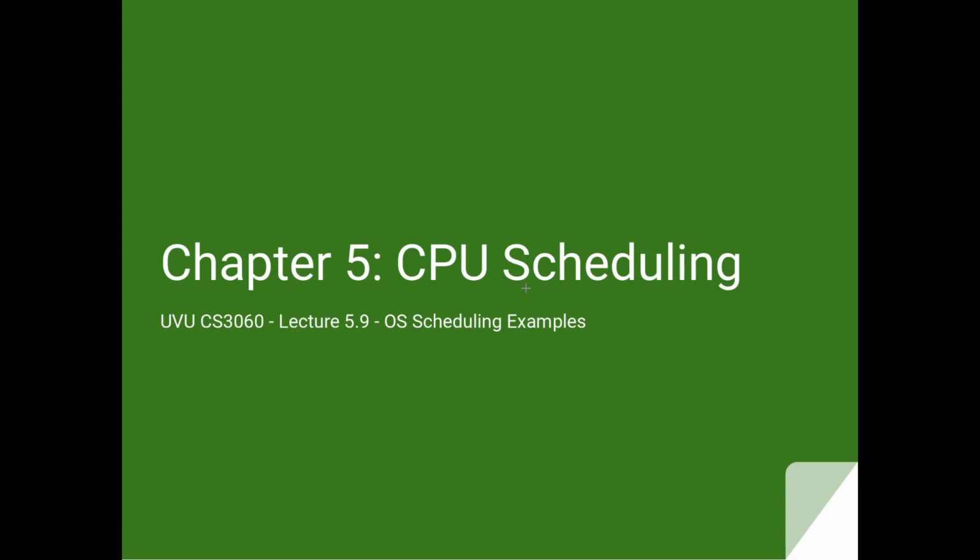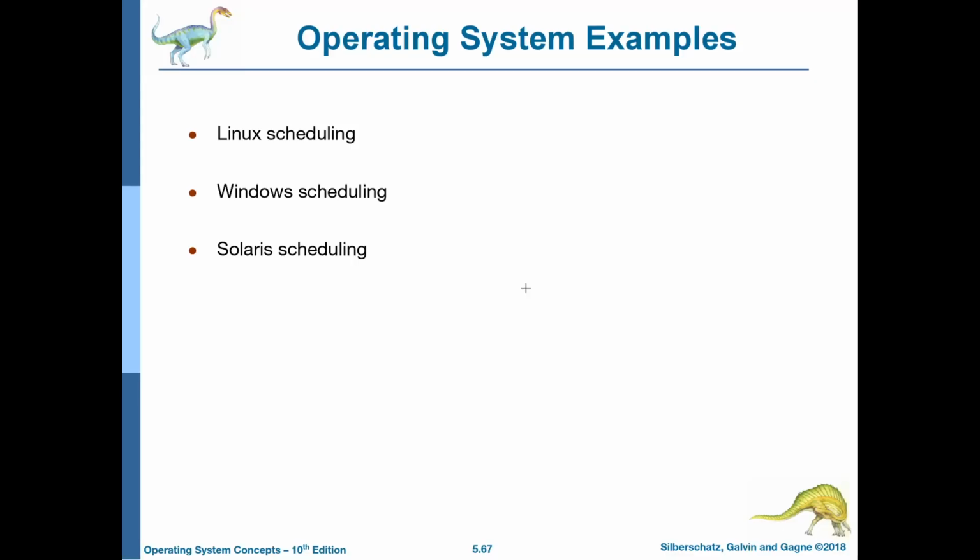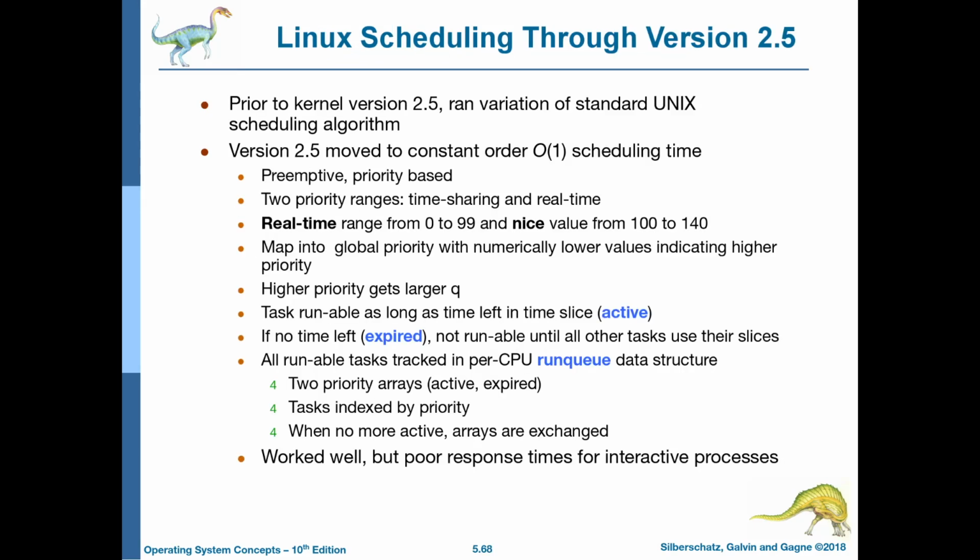Welcome to UVU CS3060 Lecture 5.9, where we give some examples of how CPU scheduling is done on various operating systems. We'll discuss the Linux operating system scheduling model, some of the changes that have happened, the Windows scheduling, as well as Solaris scheduling. So let's start with Linux.